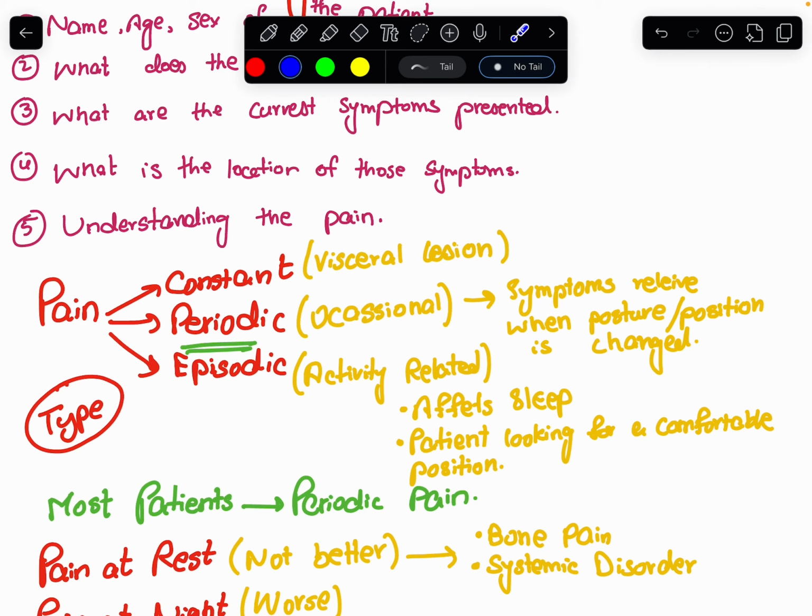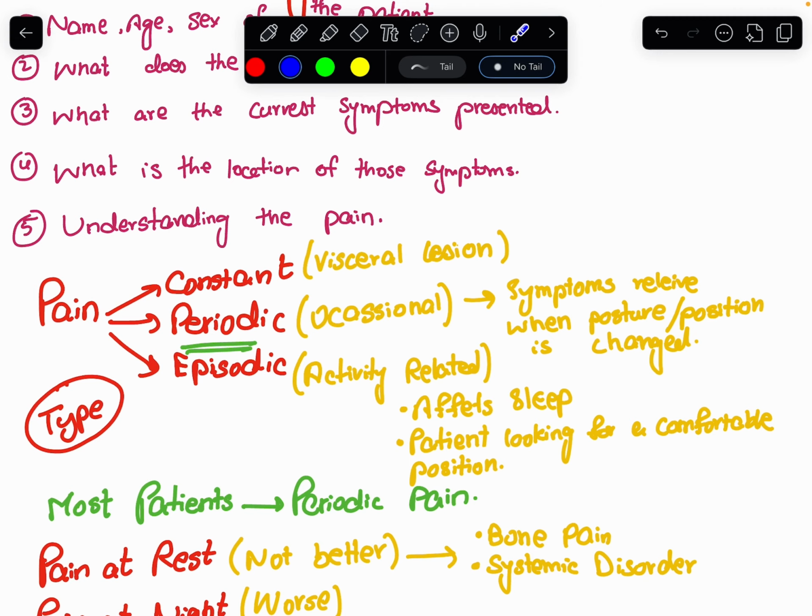Another pain is the episodic pain. That is activity related, meaning that it affects his or her sleep. The patient is looking for a comfortable position, so whenever he or she does a certain kind of activity, the pain is intense and all of a sudden is just so much that it is unbearable. But in other cases it is not there.